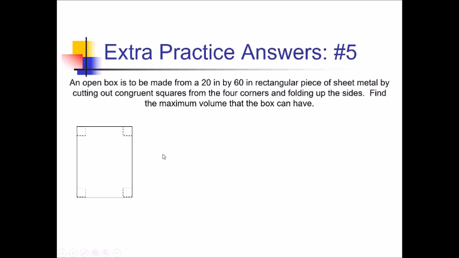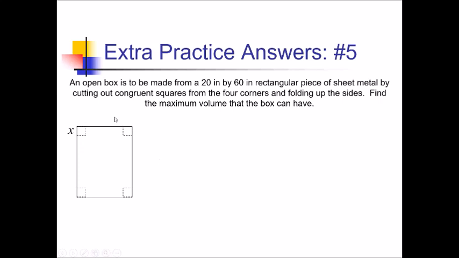It would help if I could express everything in terms of one variable. So a volume formula, we need a length, a width, and a height to talk about. The one that we can have the most control over is the height of this box. That's going to be the length of these squares that we're cutting out. So I'm going to make that my x, and I'm going to base everything off of how big those squares are on one side.